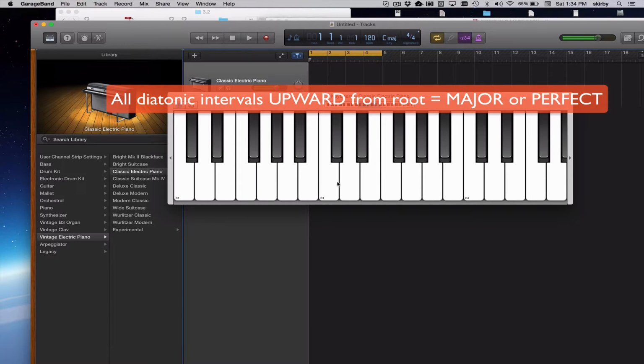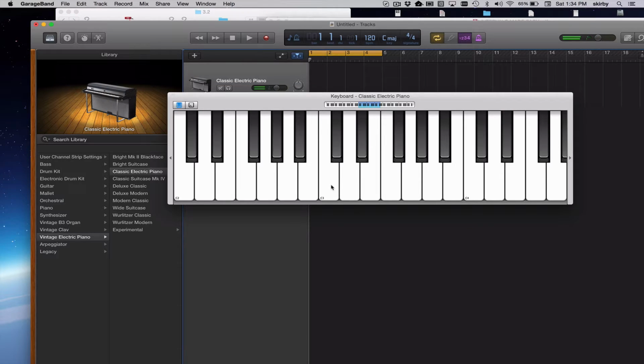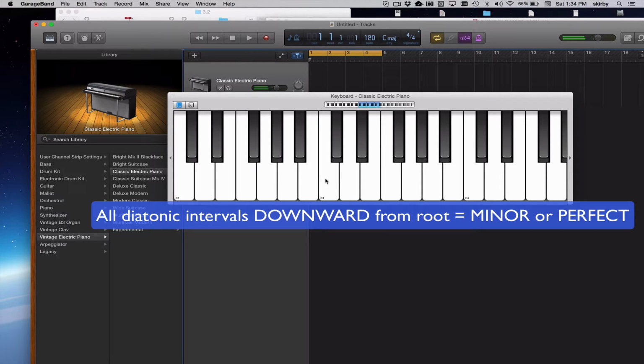So to repeat, all intervals upward from the root in a major scale are major or perfect if they are perfect intervals, and all intervals downward from the root are minor or perfect. So this is a second, it's downward, therefore it's a minor second. This is a third, downward from the root, so it is a minor third. This is a fourth. Fourths are in the perfect category, so it's downward from the root in the scale, so that's a perfect fourth.